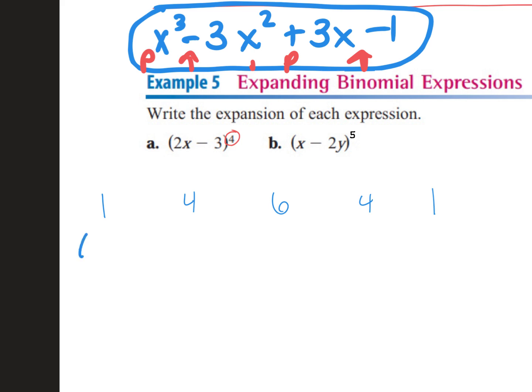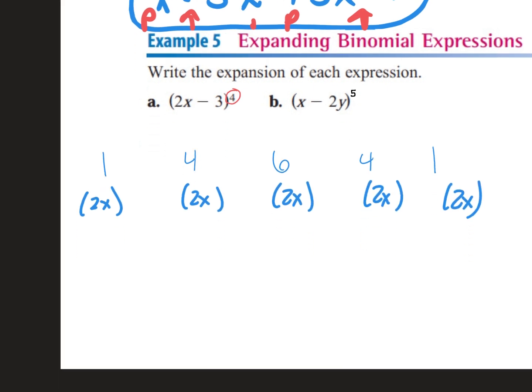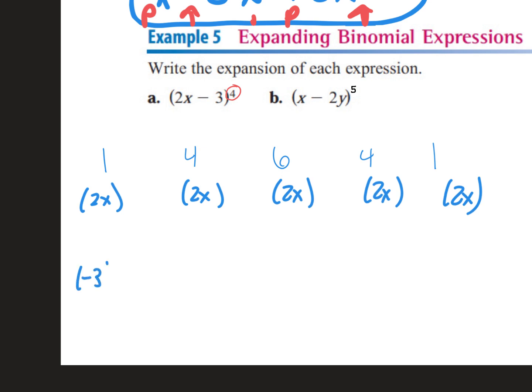So I have my first term of 2x. I'm going to write that down. And again, I think parentheses would be a really good idea here. You'll see why in a second. My second term is a negative 3. So I have negative 3. And I don't squish everything together. I'm giving myself plenty of room.